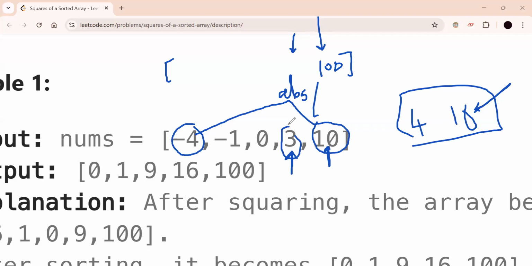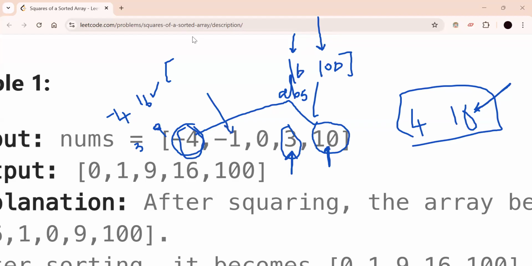Now 3 and minus 4. What should be the value, guys? Minus 4 square is 16, and 3 square is 9. Which one should go there? Obviously 16. So place 16 here. Now move to minus 1. So in this way, we solve this question, guys.